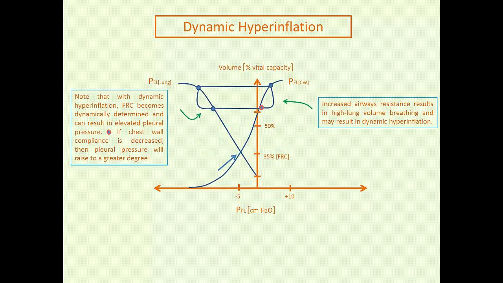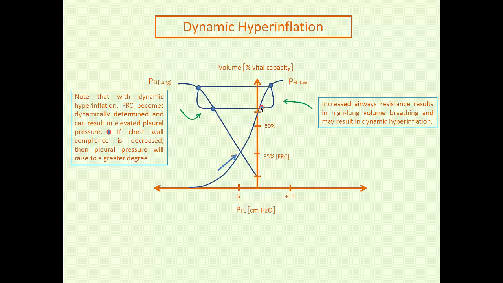airways are tethered open. And you can also note here that your functional residual capacity now becomes dynamically determined, and so as the lungs gas trap and increase in volume, they begin to push out against the chest wall, and so then the pressure-volume relationship of FRC begins to climb up the chest wall elastance curve as the lungs are expanding and pushing out against the chest wall.